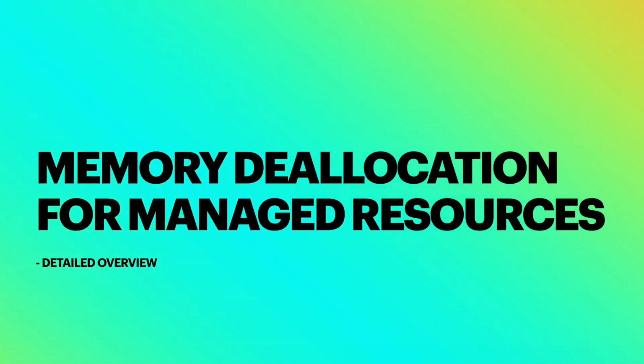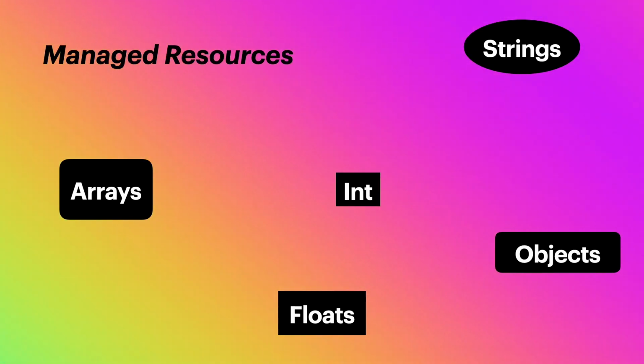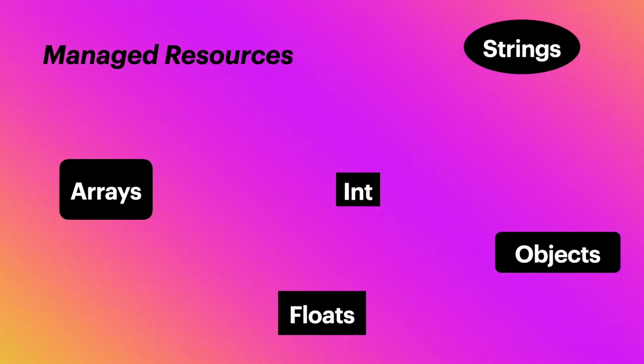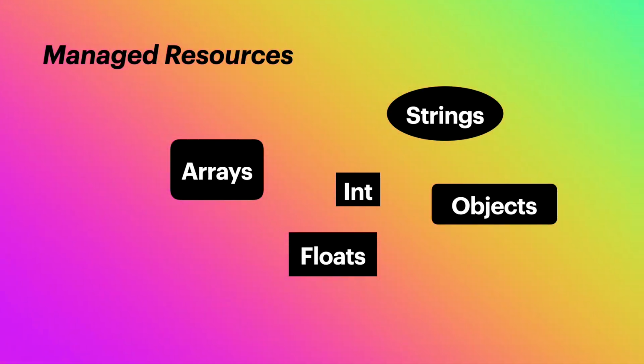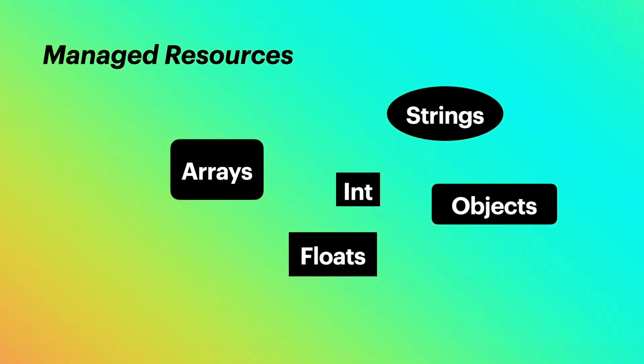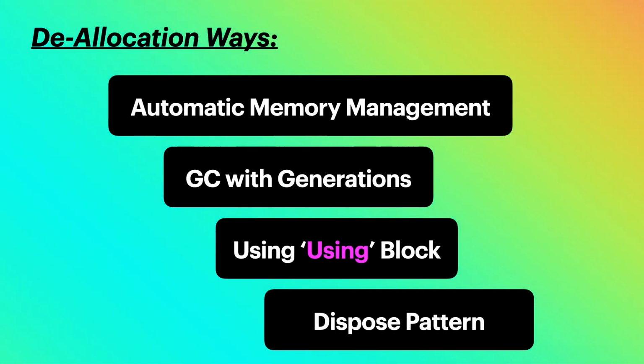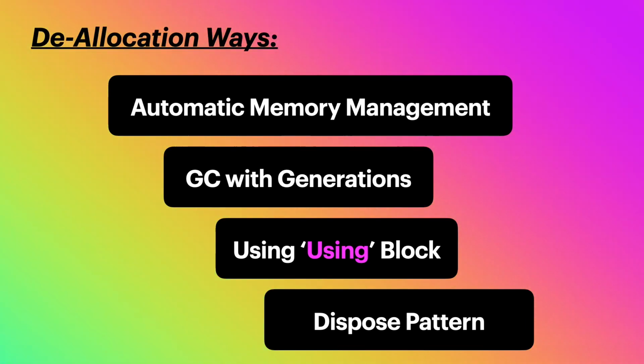So we'll see memory deallocation for managed resources. It will be a detailed overview. If you talk about the managed resources, these are basically primitive types like string, int, array, objects, and float. So we'll see what the ways of deallocating these variables or objects are. So we have the deallocation ways, and we will be seeing what those are one by one.